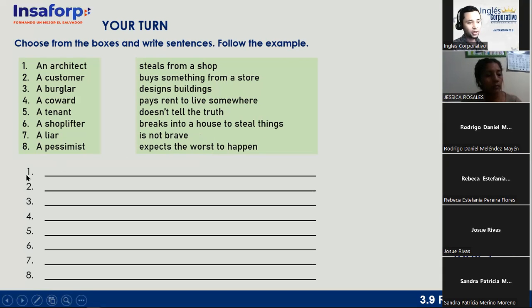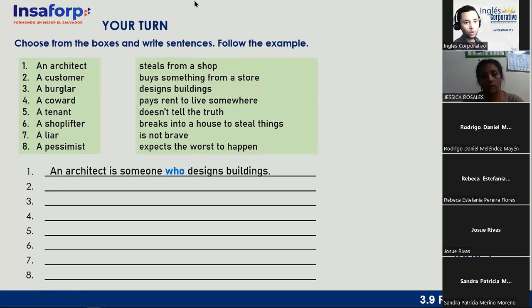Example, take a look. Number 1, an architect. An architect is someone, es alguien, right? Is someone who designs buildings. That's an architect. So you have an architect is someone who, where is it? Designs buildings, right here. Okay, so you have to do the same. You have to pick one term from the first box. You have to complete it with is someone who, and then you continue with an expression or a phrase from the second box. Okay, that's what you're going to do.